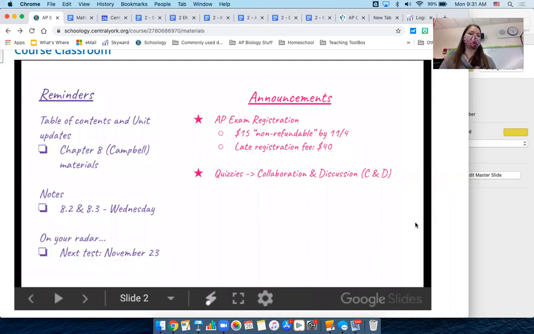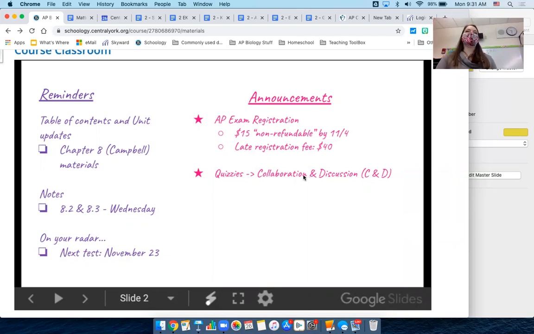Just some general reminders of what you need to be doing. Make your life easy now. You've got notes due tomorrow. It's going to be on energy and whatnot. Make sure that tonight, as you're going through, you put in your unit update, all your terms, and a big idea, just to summarize what we're talking about so far. You have another section of notes that are due Wednesday, and as a heads up, your next test is tentatively scheduled for November 23rd.